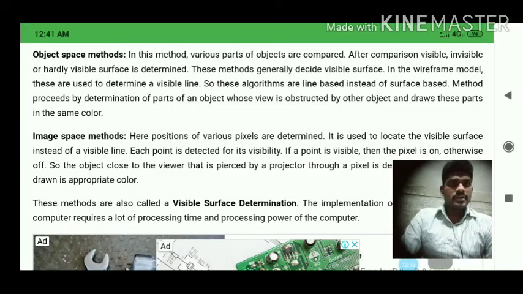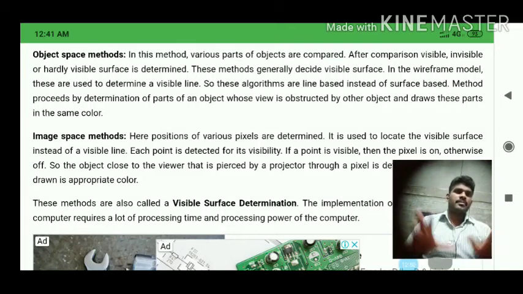In the object space method, various parts of objects are compared. Then after comparison, visible, invisible, and hardly visible surfaces are determined. First of all, comparison, that is checking and observing. Then which are visible, which are not visible, or which are hardly visible. That is called determination. That is what happens here.